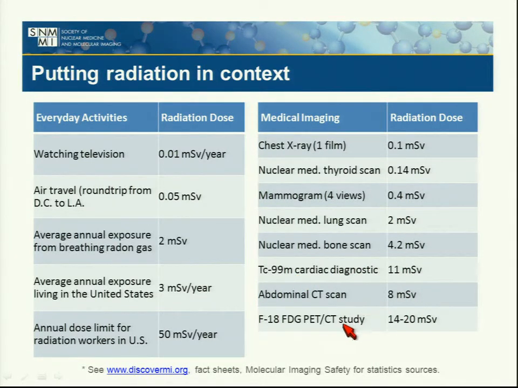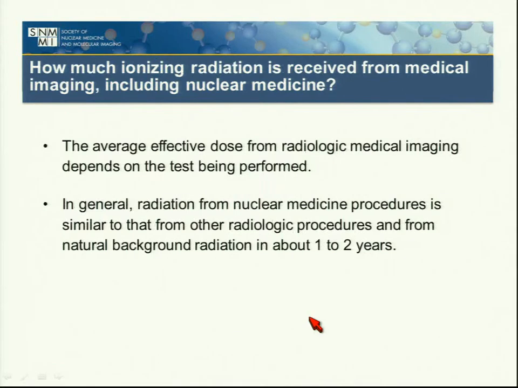And then a PET CT scan, where you combine PET and CT, is about maybe 14 to 20 millisieverts for an exam. Depending on how it's done, it can vary a little bit. And these data are on the discovermi.org page. You've probably heard about that before. That's our nuclear medicine page about information for patients.